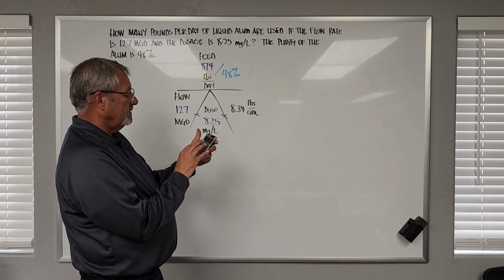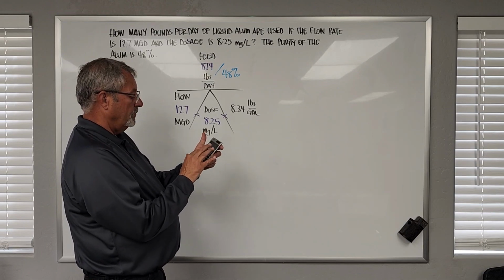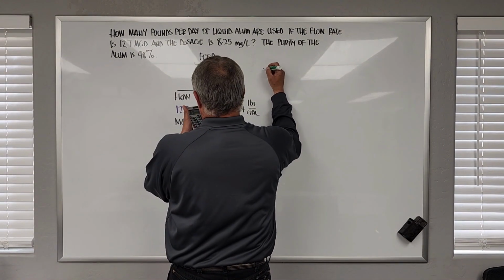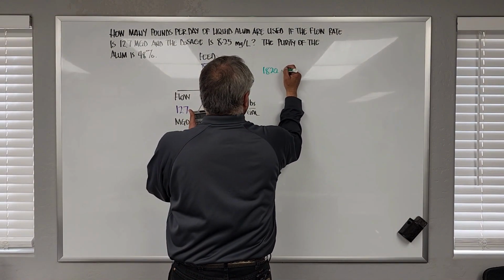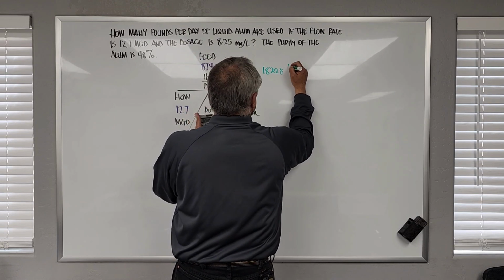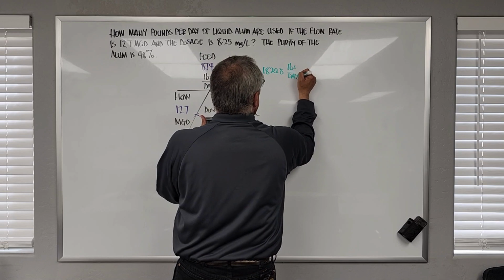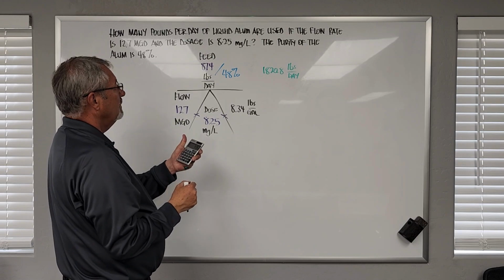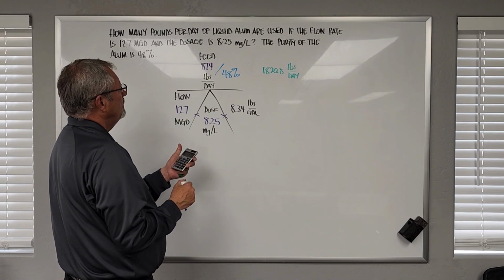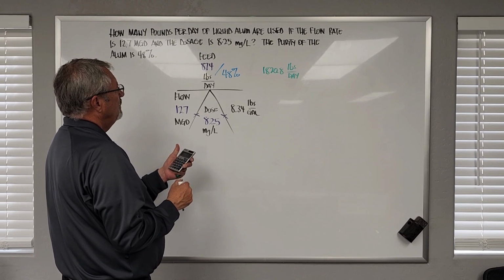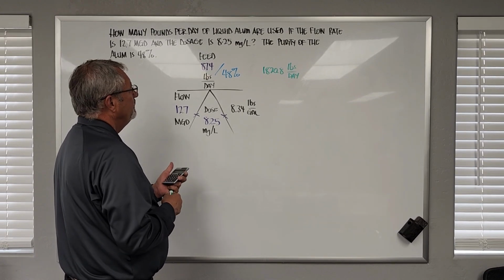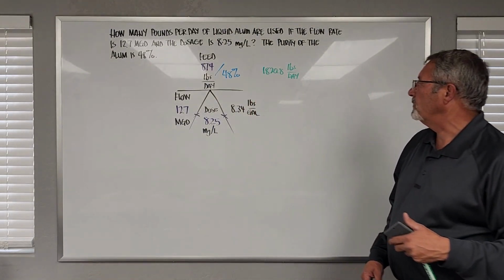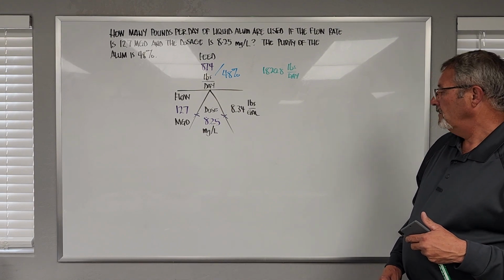If I take 874 and divide it by 48%, I get 1820.8 pounds per day. If I take 874 and multiply it by 0.48, I'm going to get 419. Yeah, the first way is the right way to do it. Your right way is multiplying by 0.48, because your purity for the alum is the 48%.